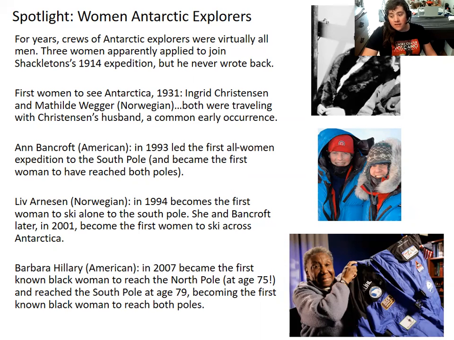This has changed a bit in the 20th and 21st centuries, as some institutional barriers have at least been officially removed. The first woman to reach both poles was actually an American woman named Ann Bancroft in 1993, and she led the first all-female expedition to the South Pole. A year later, a Norwegian woman named Liv Arnesen became the first woman to ski alone to the South Pole. And in 2001, those two collaborated. Bancroft and Arnesen became the first women to ski across Antarctica.